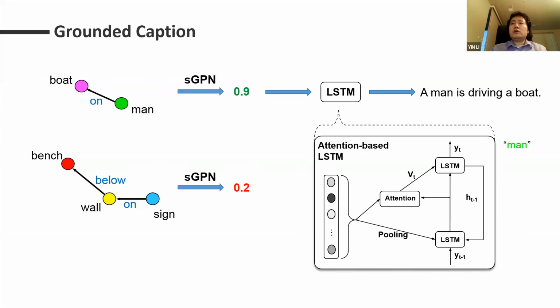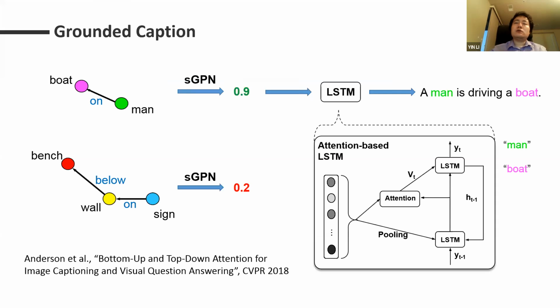Now, the beauty of using this LSTM is that we can use the attention mechanism to really backtrack those tokens into the graph node, or the input graph node, right? So that's how we can generate those grounded captions. Right. So here we know that this man is from this man here, this boat is from this boat here, right? So that's how we generate these grounded captions.